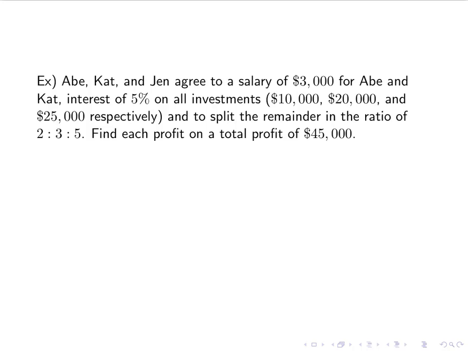Let's do another one. Abe, Kat, and Jen agreed to a salary of $3,000 for Abe and Kat, interest of 5% on all investments, which were $10,000, $20,000, and $25,000, and to split the remainder in the ratio of 2 to 3 to 5. Find each profit on a total profit of $45,000.